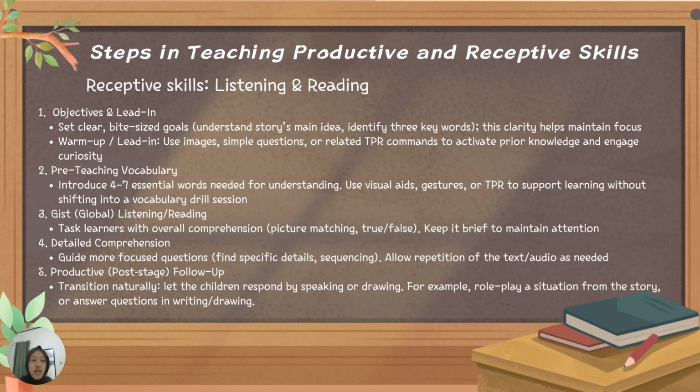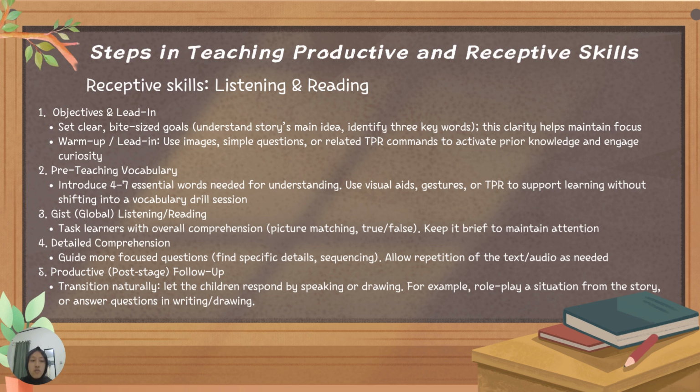Right. The next material is steps in teaching productive and receptive skills. Receptive skills include listening and reading skills. The first step is objective and lead in. The teacher sets clear, bite-sized goals, and then for reading we can use understanding the story's main idea, and for listening we can use identifying three keywords. For the warm up at the beginning we can use images or pictures, a simple question, or a related CPR method.